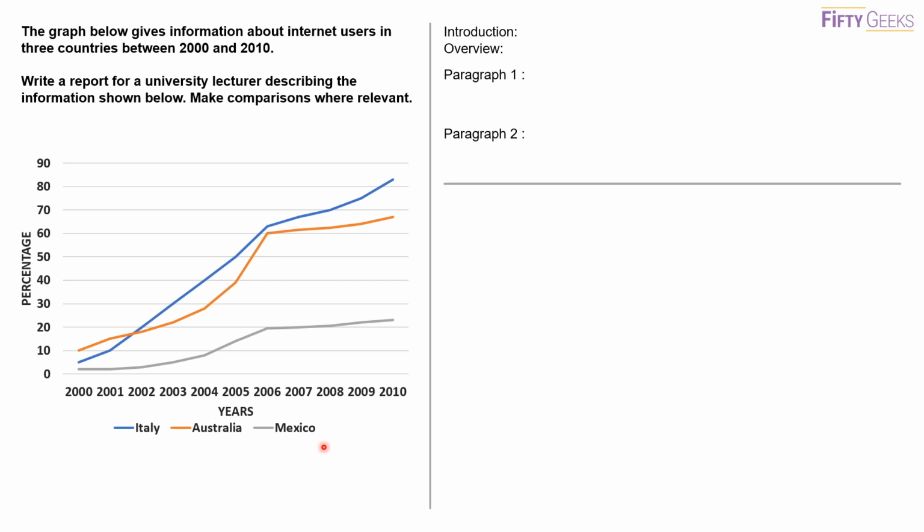In the introduction, we will simply paraphrase the question. To save our time, we will not do it in the draft. In the overview, we will write about the overall trend or general trend that the graph follows. It should be the most noticeable feature of the chart.